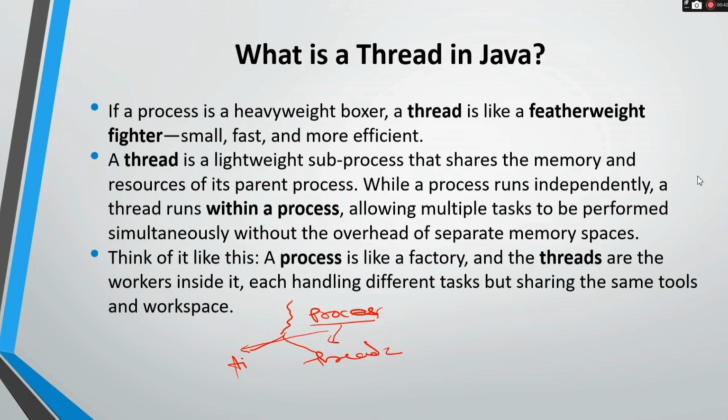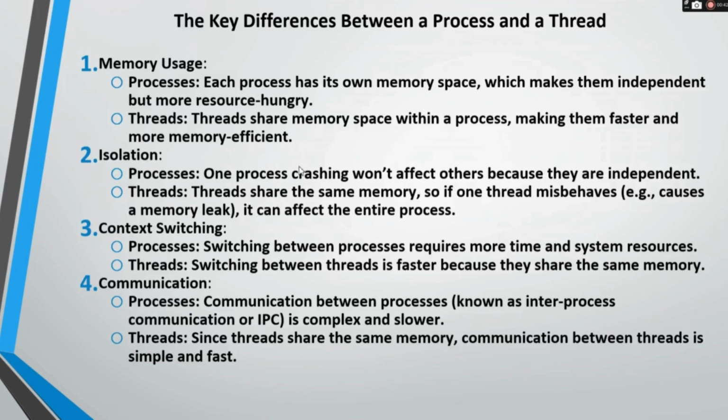While a process runs independently, threads run within a process, as I show you here. They are just a sub part of the process, allowing multiple tasks to be performed simultaneously without the overhead of separate memory space, because they share the memory space of the process. A process is like a factory, and the threads are like workers inside it, each handling different tasks but sharing the same tools and workspace. So I hope you have got an idea about threads.